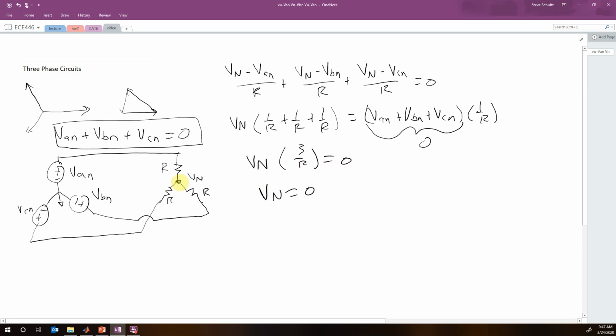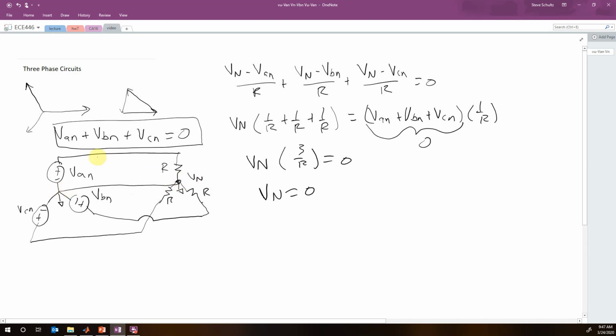So we can see that this point is the same thing as ground. If I put a ground there, it's not going to change anything. If I connect a line between the two, there's going to be no current through the line, because if it's balanced, this point is at the same voltage as that point.